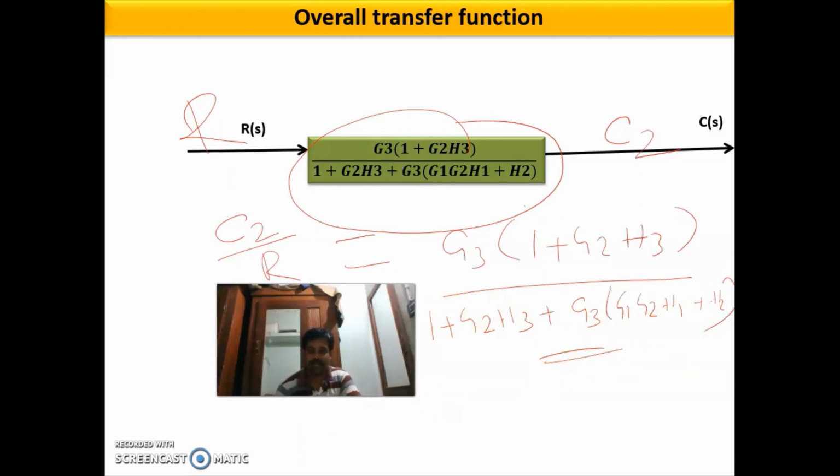So while writing the answer, first you have to write C1 by R, and write the result you obtained for the first case. Next you have to write C2 by R. C1 by R considers the input at station 1, and the input at station 2 is 0. The second case considers the input at station 1 as 0, and the input at station 2 as R. You have to write both. That is the answer.